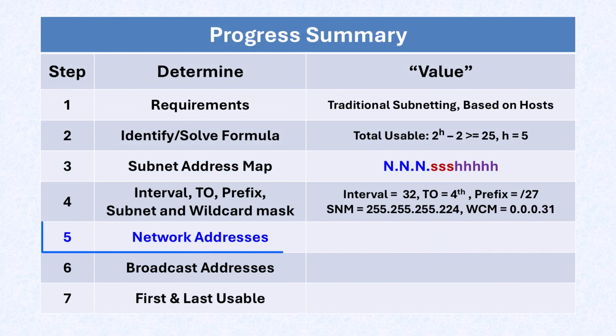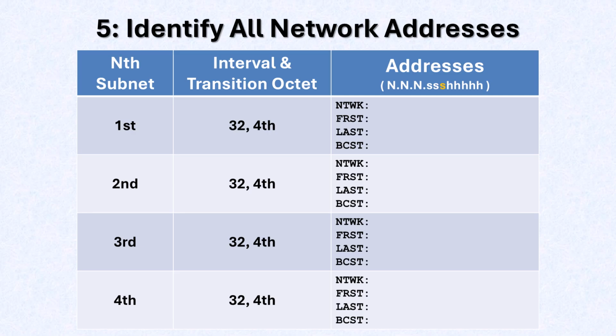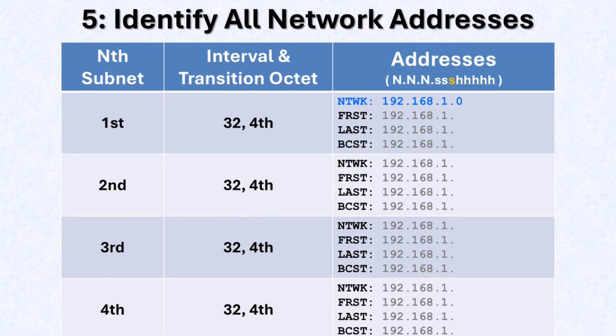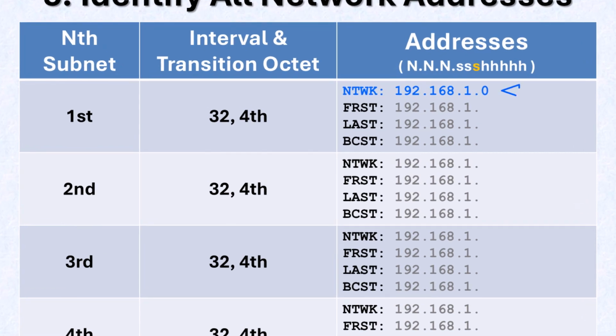In step 5, we determine the network addresses for the first 4 subnets as noted in the requirements. We will use this table to facilitate the process. Let's populate the table with the classful octets as they will not change. For the first network address, use the original address provided in the requirements, and then apply the prefix length determined in the previous step. This gives 192.168.1.0/27.